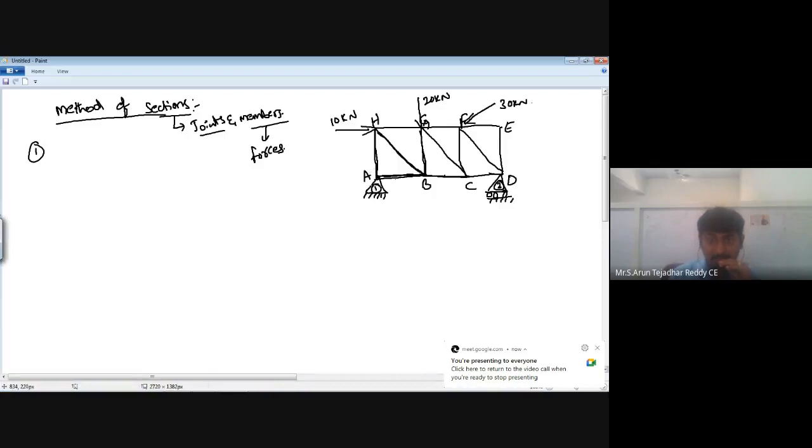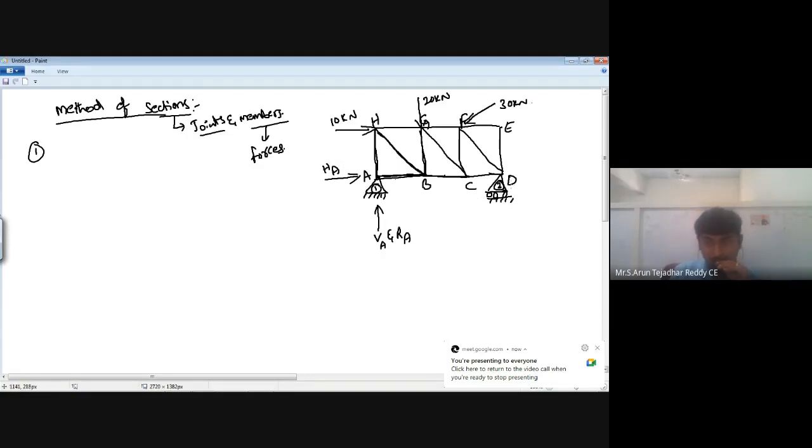How many reactions are available? That is two reactions. One is vertical reaction. You can call it VA or else RA, no problem. One more reaction is available, that is horizontal reaction.